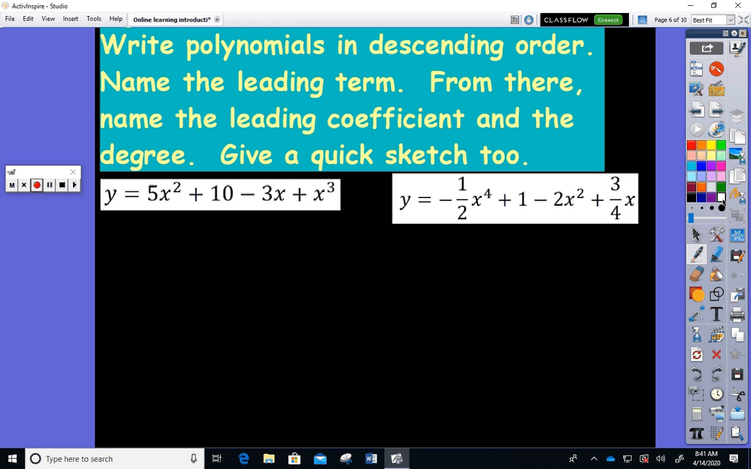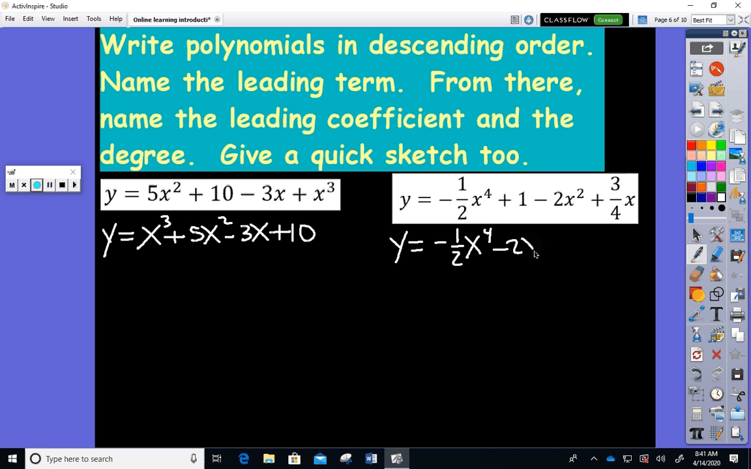So let's zip through these. I've got 4 terms here: x cubed first, 5x squared second, minus 3x third, and plus 10 fourth. On this one, let's see here. Negative 1/2 x to the fourth is in the right place, minus 2x squared plus 3/4 x plus 1. So now I've got my exponents going from high to low. Now the exponents cannot be fractions, but your coefficients can. You can have any numbers as coefficients, but not any numbers for exponents. Exponents have to be 0, 1, 2, 3, 4, 5, 6, and higher.